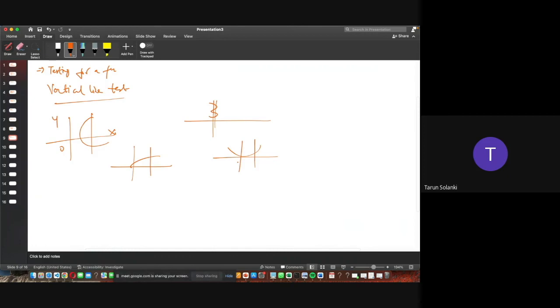Again I'm repeating: if we are given a graph of the relation, then we can check whether the given relation is a function or not. If it's possible to draw a vertical line which cuts the given curve at more than one point, then the given relation is not a function. And when a vertical line, parallel to the y-axis, cuts the curve at only one point, then it's a function.